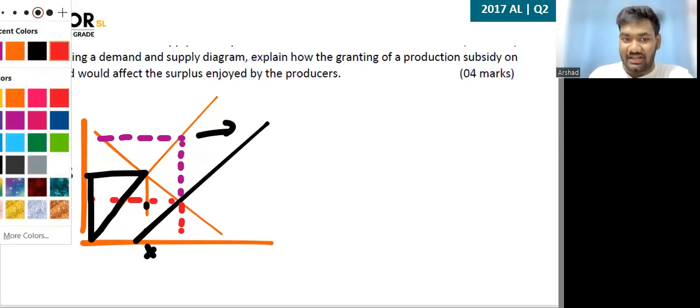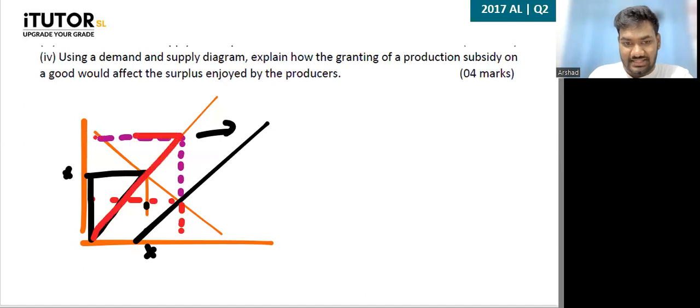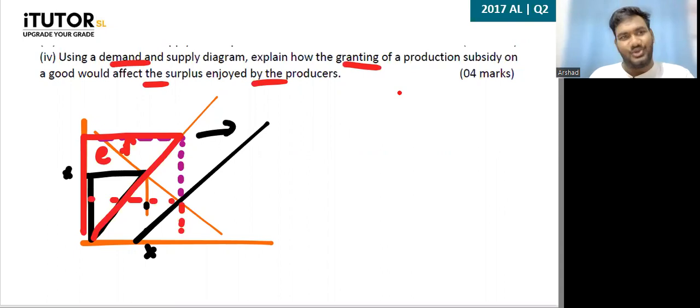So you show that in the diagram, guys. Now you show, right? Look here. Now it is this, and this. And then in your explanation, you can say, now for example, let's say this is E and F letters. So you can say producer surplus before is A and B. Now it's A and B and E and F. So because of the subsidy, producer surplus has increased by E and F. So that is what you have to explain, guys. So they are simply asking, using a demand and supply diagram, explain how the granting of a subsidy would affect the surplus enjoyed by producers. So you show what is the producer surplus before, what is the producer surplus after, then say producer surplus has increased by this area. You can put letters and show.